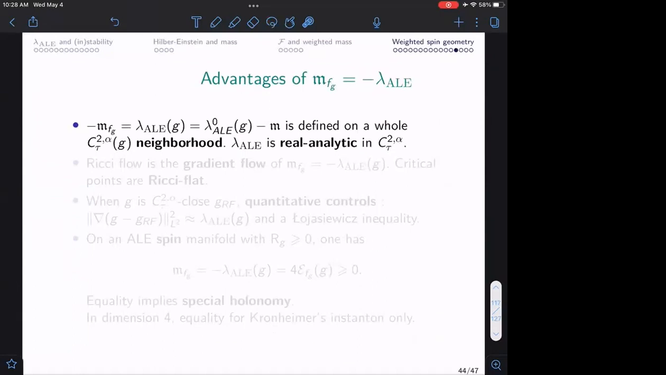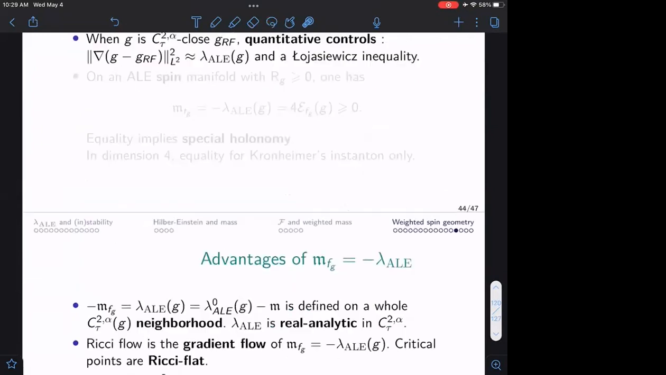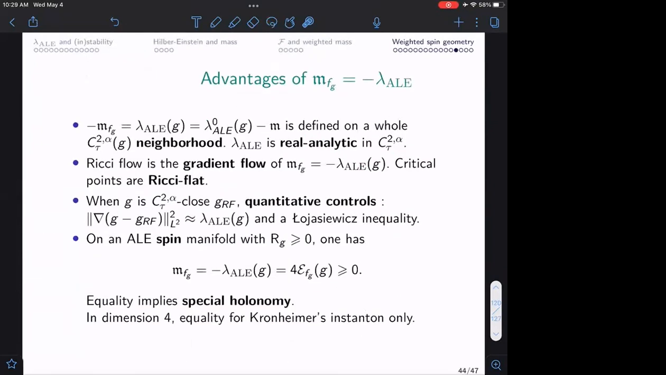Even in the unweighted case, there is a nicer functional. But in the weighted case, at least from a Ricci flow point of view, there is a nice functional, which is lambda ALE, this weighted mass. It's real analytic. Its gradient flow is Ricci flow. Critical points are Ricci-flat. You have some quantitative controls of how far you are from a Ricci-flat metric. And if you're spin, you even have some more equalities, and you can detect special holonomy. For instance, in dimension 4, the only case of equality in any of these is Kronheimer's instantons, which is quite attractive. That's why we care about this functional, and that's why we introduced it.